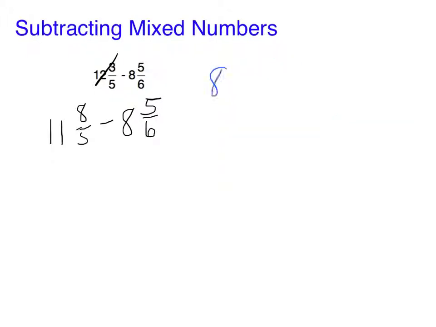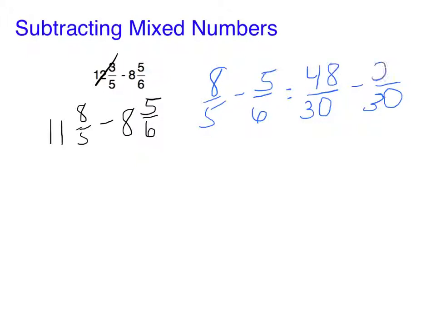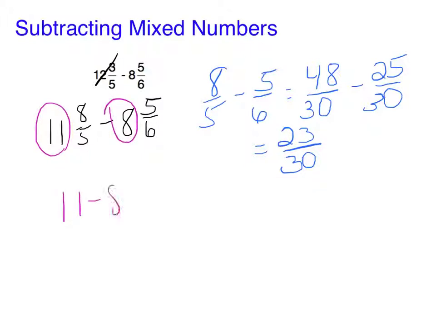We'll start by subtracting the fractions. 8/5 minus 5/6. We'll use a common denominator of 30. 5 goes into 30. 6 times 8 is 48. 6 goes into 30. 5 times 5 is 25. 48 minus 25 is 23/30. Now we'll subtract the integers. 11 minus 8 is 3.